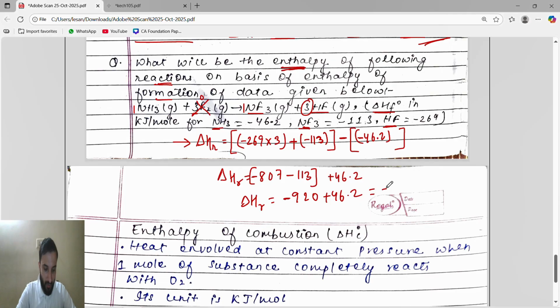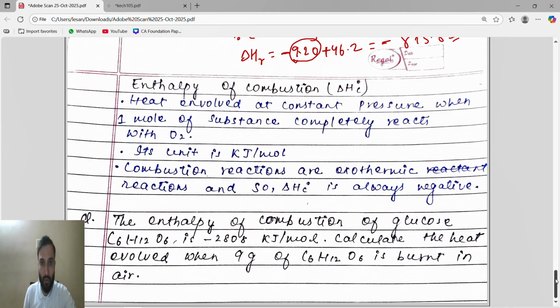920 minus 46.2, we will get 873.8. See, minus plus minus, so 920 minus 46.2 is 873.8. Which is bigger? 920 is bigger, and 920 has the minus sign, so it is minus 873.8. This is the correct answer. Okay, that's it. Simple thing guys we have to do.